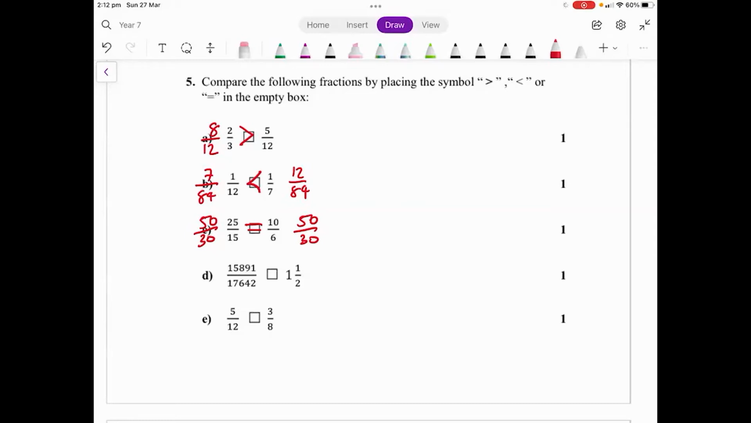For question D, this looks complicated, but I don't even need to solve this question. You can see the number on the left is a number smaller than 1 because the numerator is smaller than the denominator. And the number on the right is a number bigger than 1 because it's 1.5. So automatically, the fraction on the left is going to be smaller. So my arrow just points that way.